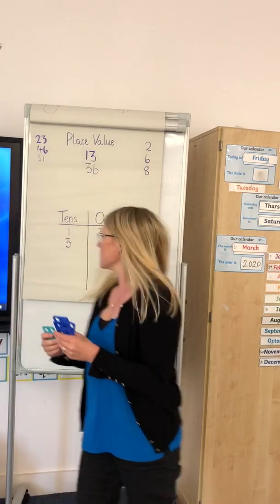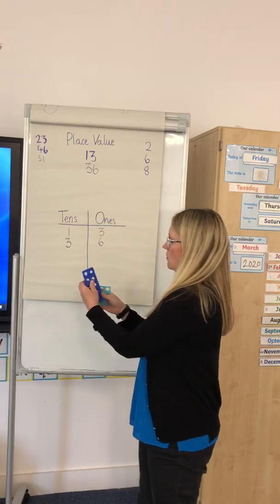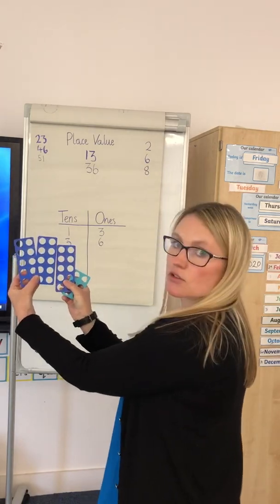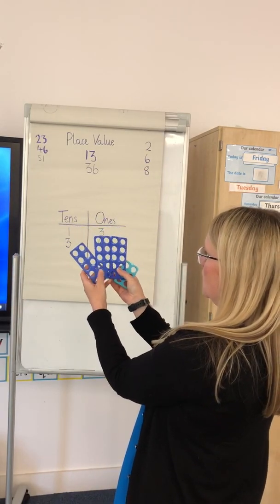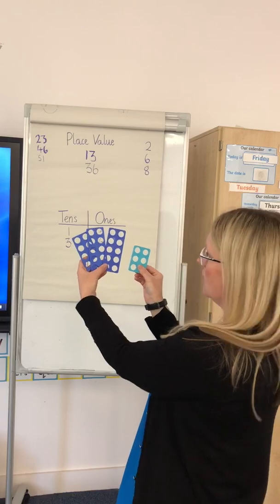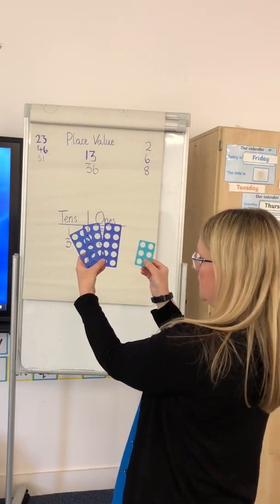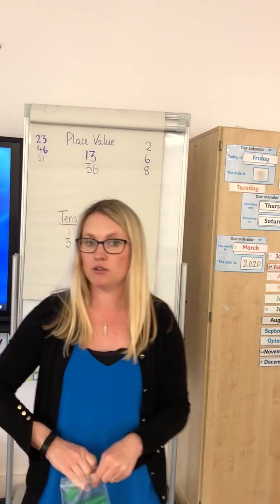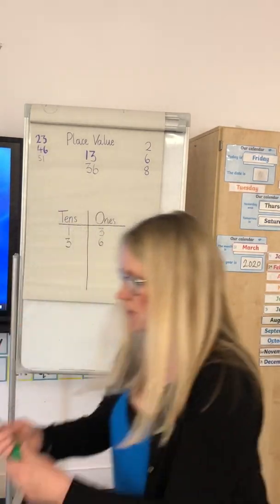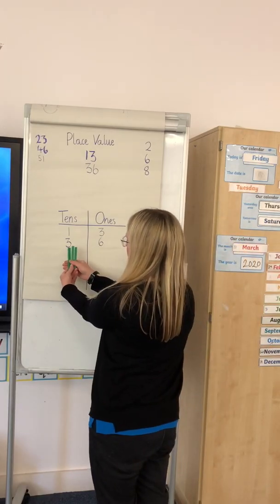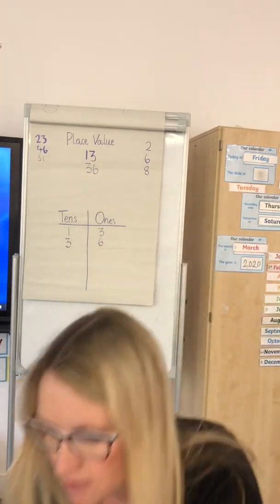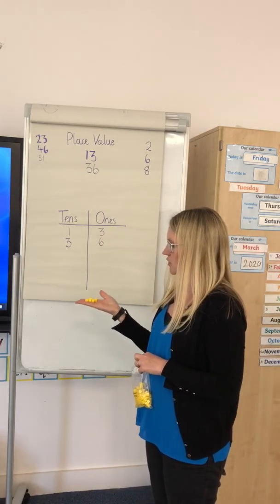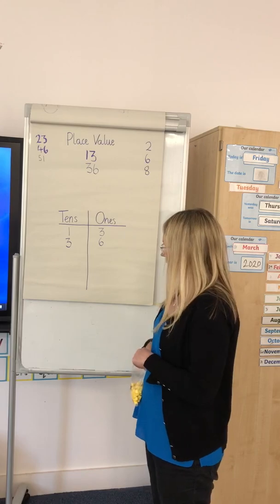And here, I'm going to show you 36 using Numicon. So I've got 3 groups of 10, 10, 20, 30, and I've got 6 ones. And that makes 36. And now I'm going to show you using my Dienes equipment. So this is 3 tens and 6 ones. 1, 2, 3, 4, 5, 6.